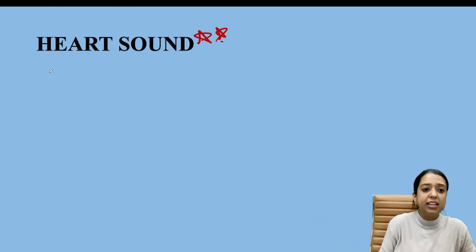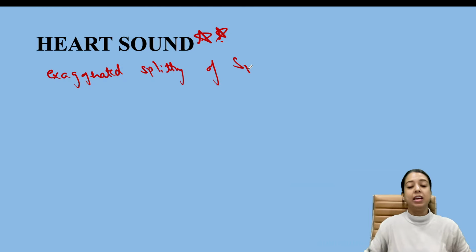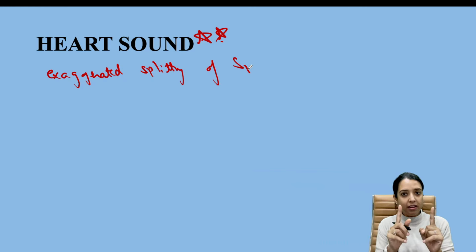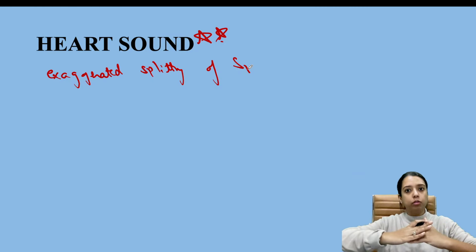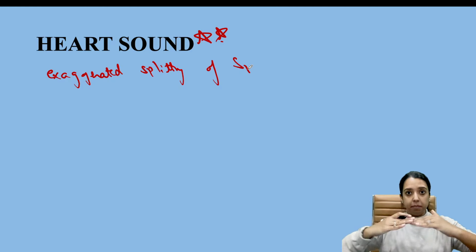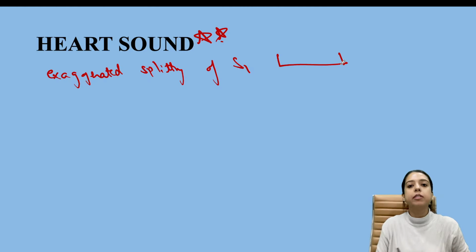So there is exaggerated splitting of S1. S1 is made up of 2 sounds: the mitral valve closes and the tricuspid valve closes. What we call lub-dub. This is the heart sound. So what happens in pregnancy is that lub-dub becomes split.